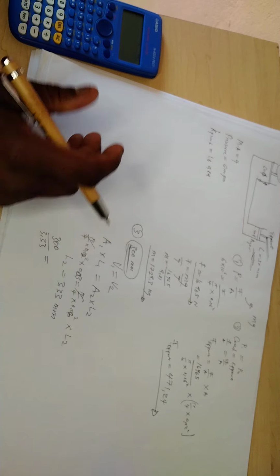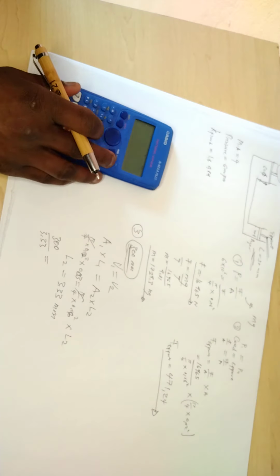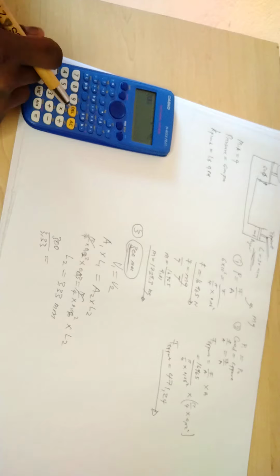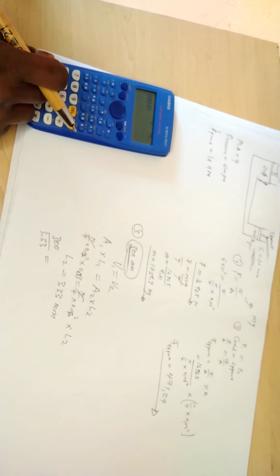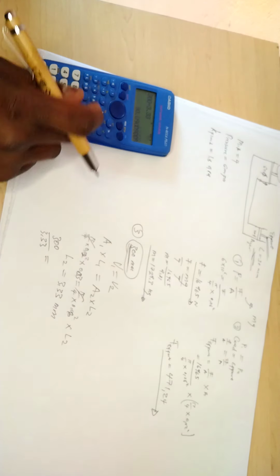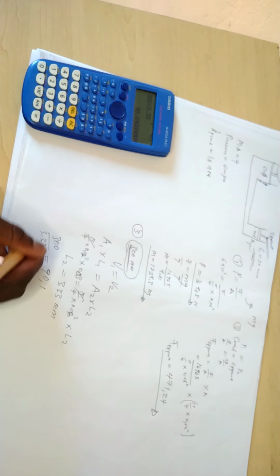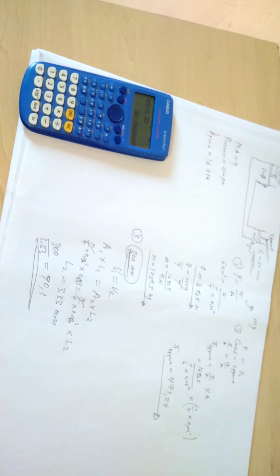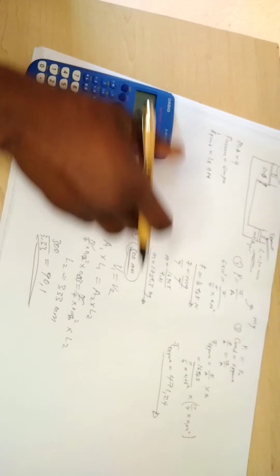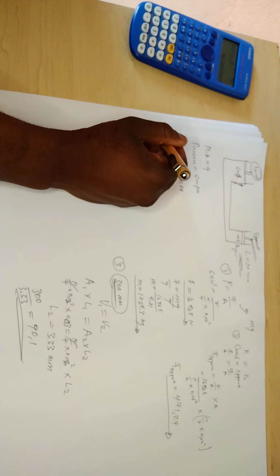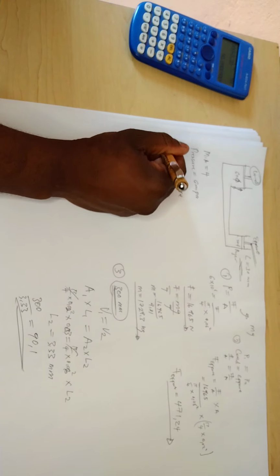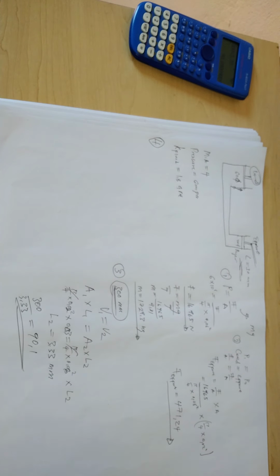Then we're going to get the number of stroke. Divided by 3.33, then our number of stroke is 90.1. So this is the number of stroke that is needed. So we need 90 strokes to lift that. So this is our number 4.